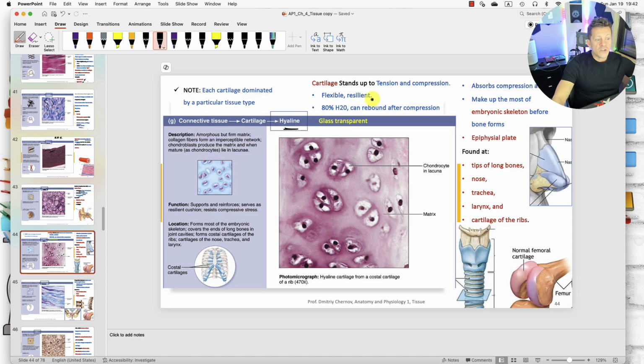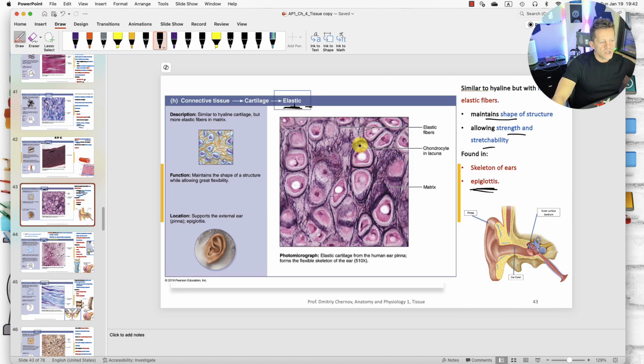The most abundant cartilage, about 80% of the cartilages within the body, is called hyaline cartilage. So here's the hyaline cartilage. There's a ground substance as well. What I forgot to mention, how are you able to tell the differences between hyaline cartilage, fibrocartilage, or elastic cartilage? The elastic cartilage, under the microscope, you see this chondrocyte and lacuna. Lacuna is the space.